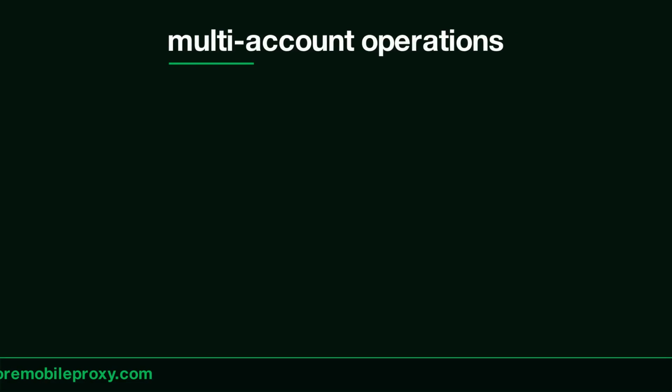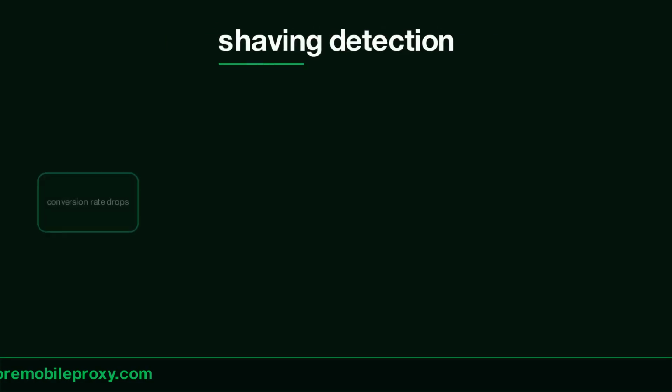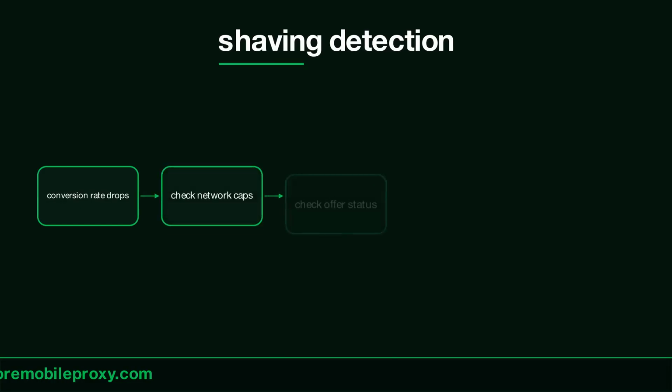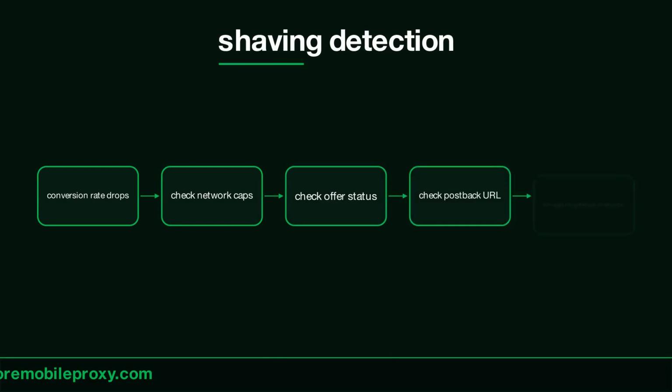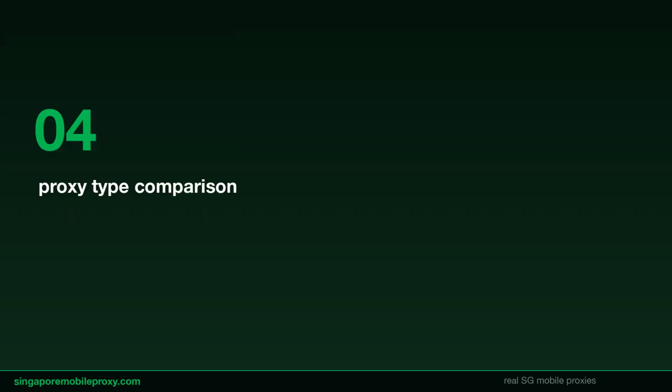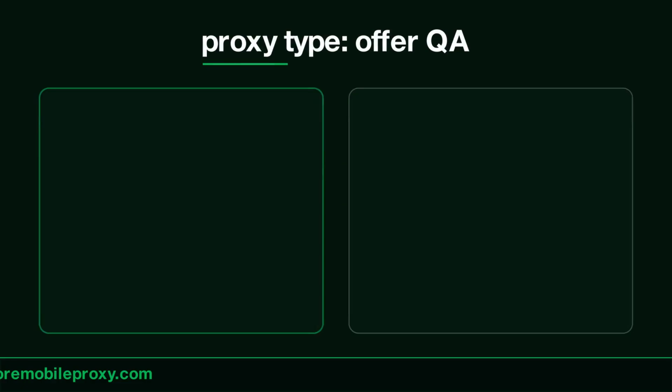The second is creative localization testing. The same offer often runs different creatives by country and device. SG iOS gets 1 landing page. SG Android gets another. MY iOS gets a third. Mobile proxies let you see all variants from 1 workstation. The third is multi-account operations. If you run multiple sub-publisher accounts, each needs its own IP, fingerprint, and behavioral pattern. Mobile proxies plus an anti-detect browser plus discipline give you that isolation.